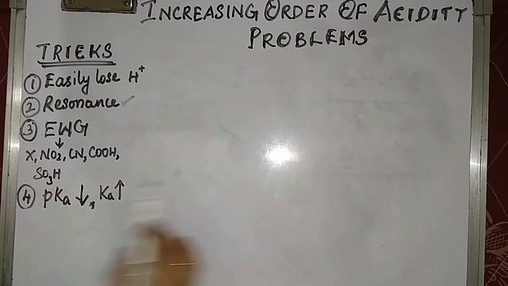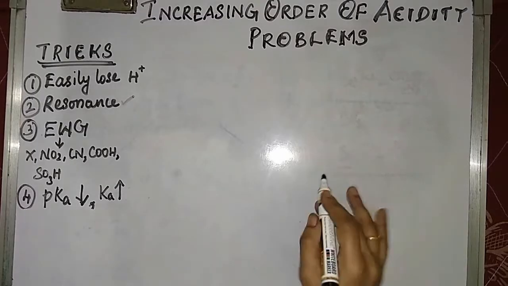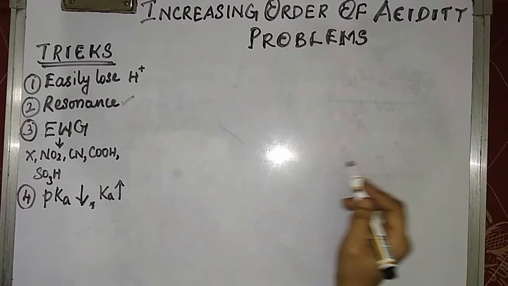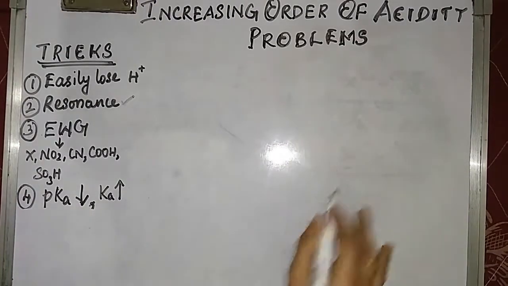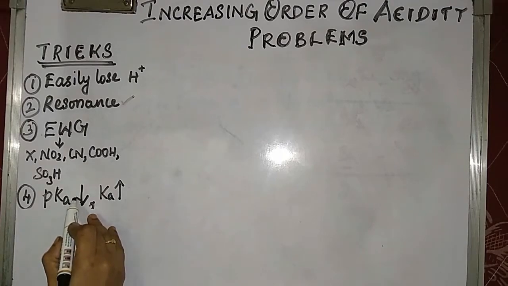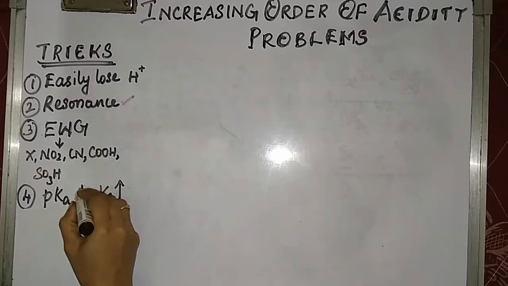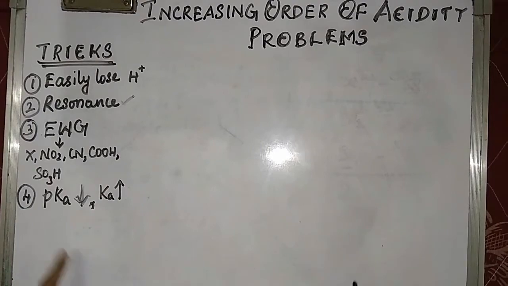And the pKa value. If the pKa is low, then the acidic character is high. If the pKa value is more, then the acidic character decreases. So the pKa value should be less and the Ka value should be high, then only is the acidity more.